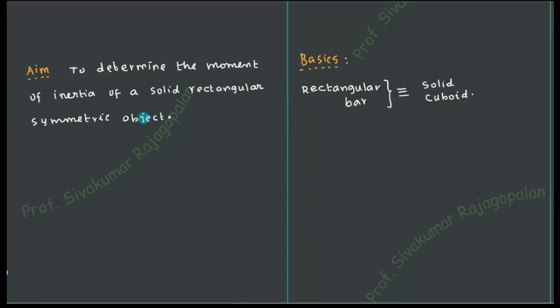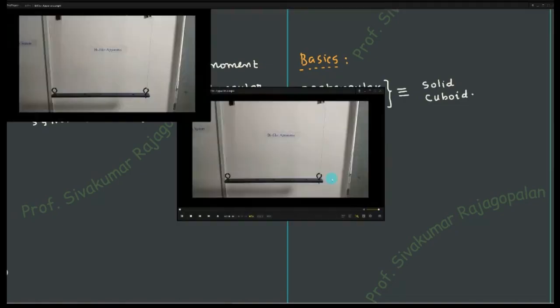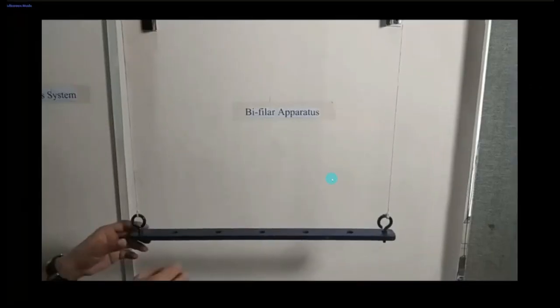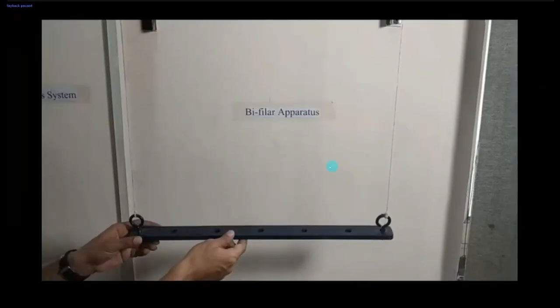Okay, let us now come to the first experiment. In that we have the bifilar experiment. First, I will show you a schematic sketch of how the apparatus is going to look like. Let us see what the apparatus consists of.